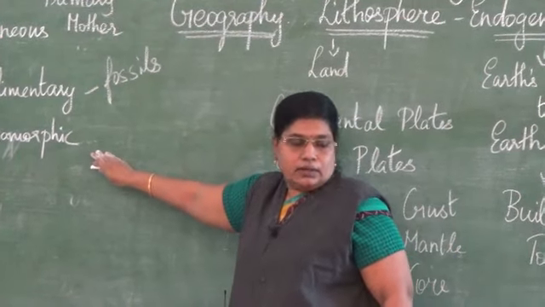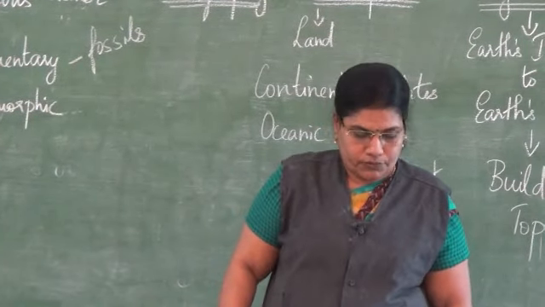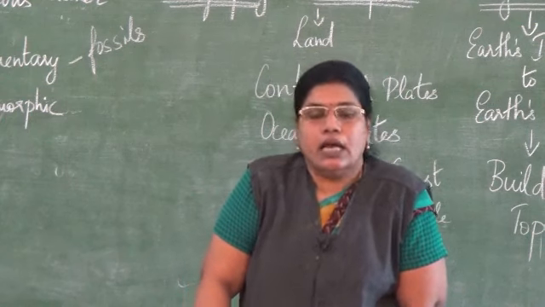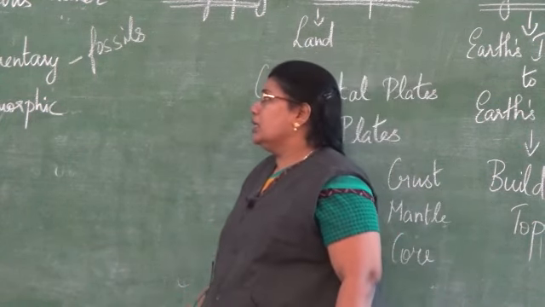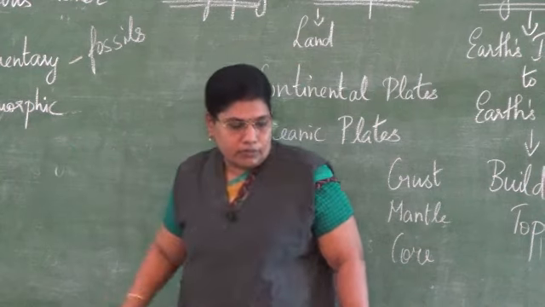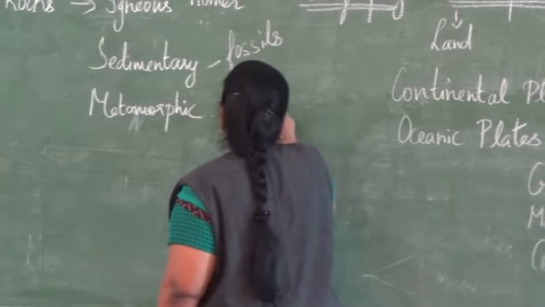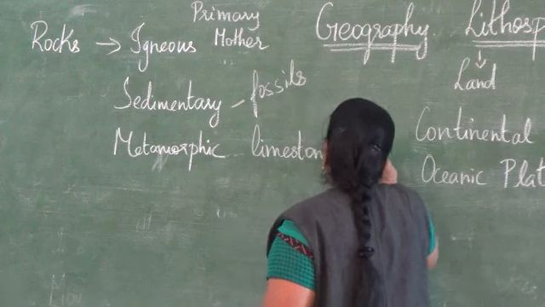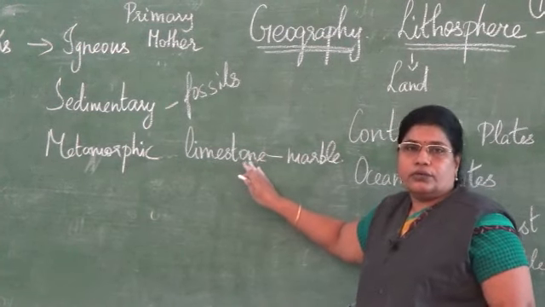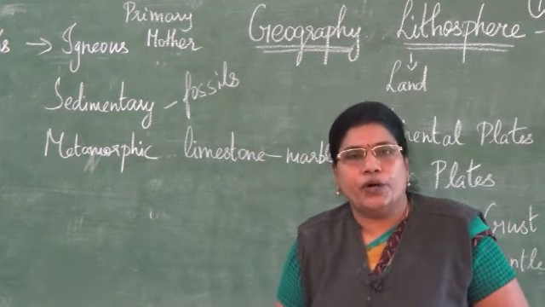Metamorphic is derived from the Latin word metamorphosis, meaning change of forms. Both the sedimentary rocks and the igneous rocks are subjected to extreme heat and pressure. They change into one form or the other. So these rocks are called metamorphic rocks. For example, limestone becomes marble. So that is an entire change in the form of the rock. So this is called the metamorphic rock, that is, changing of the rock form from one to the other.